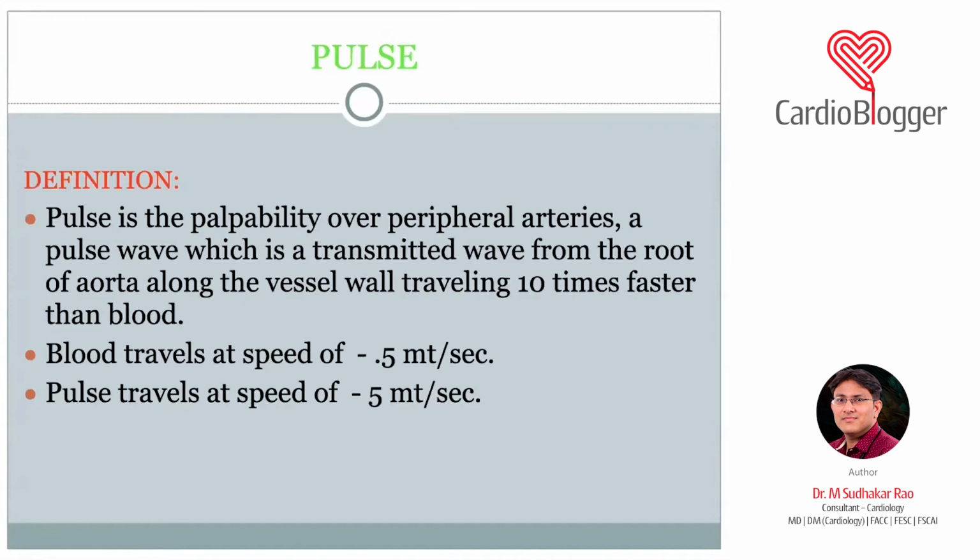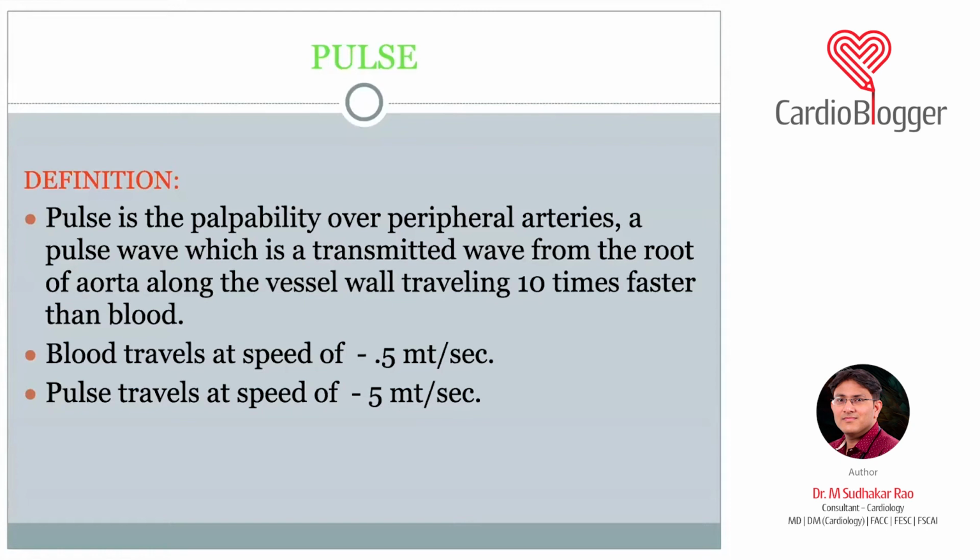So what is the arterial pulse? The arterial pulse is the palpability, over the peripheral arteries, of a pulse wave which is a transmitted wave from the root of the aorta along the vessel wall, and it travels 10 times faster than the blood. So it is nothing but blood which has come from LV ejection from the aorta to the vessel wall. It is the force of the blood on the lateral wall of the blood vessels. So this is what is defined as the pulse.